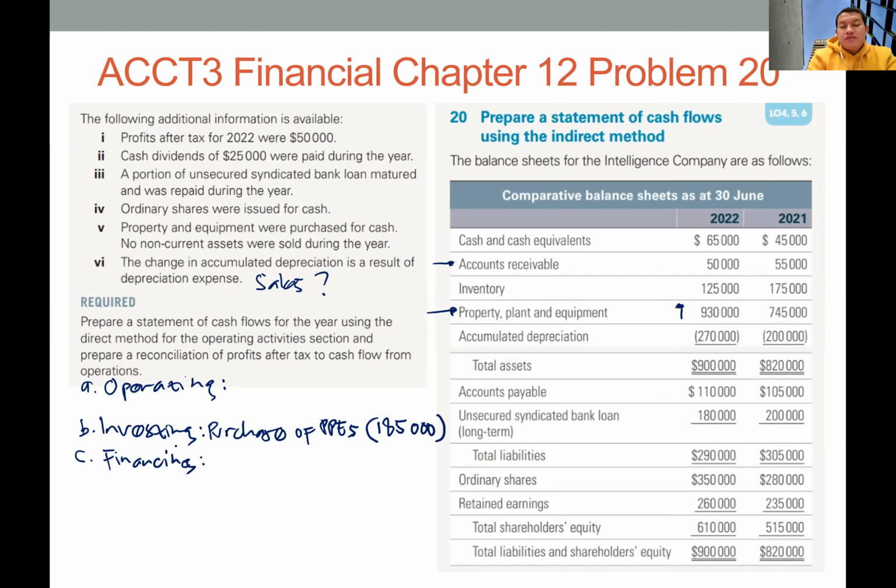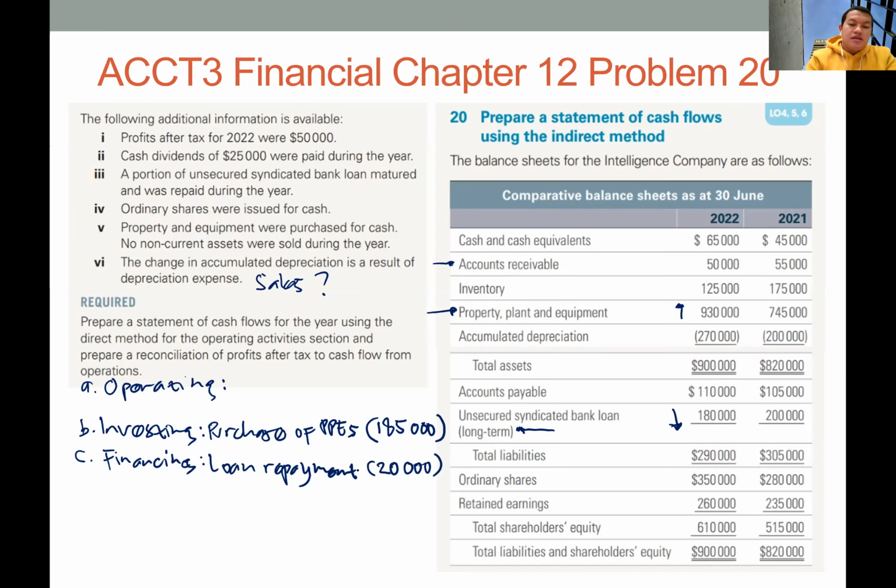Okay, in the financing, we have to look at the liabilities account. So long-term liabilities. So we have this one, unsecured syndicated bank loan. Okay, so this one is the long-term liabilities. The balance is declining. So we assume that the company used some of their cash to repay some of this loan. So we can write loan repayment. Okay, should be negative because the company used the cash.